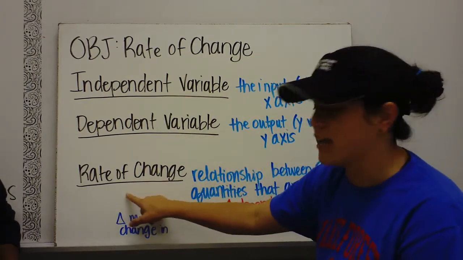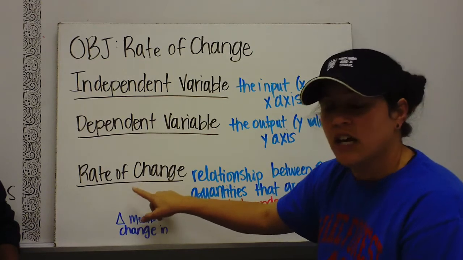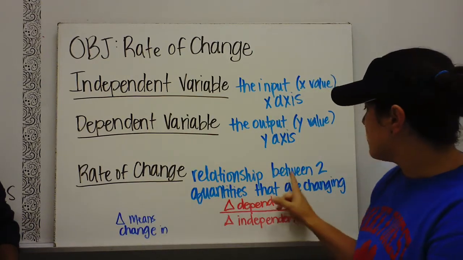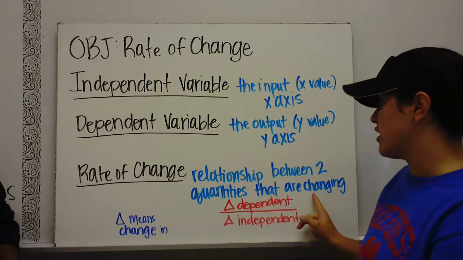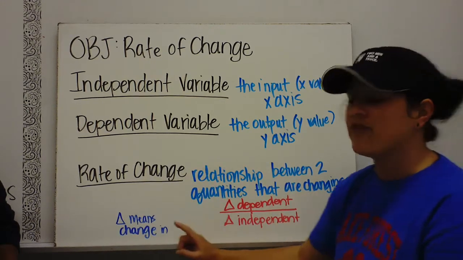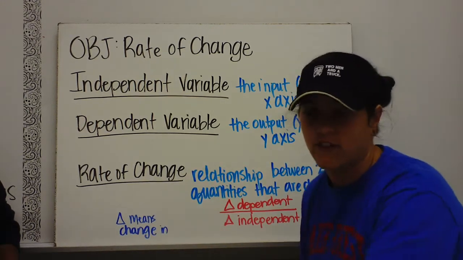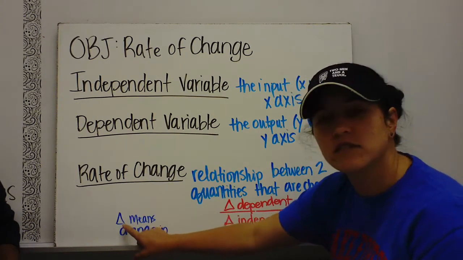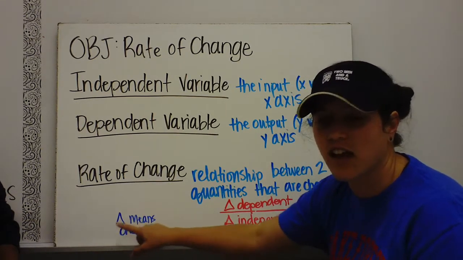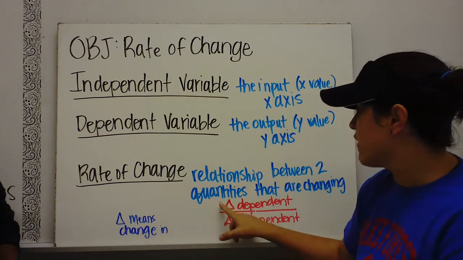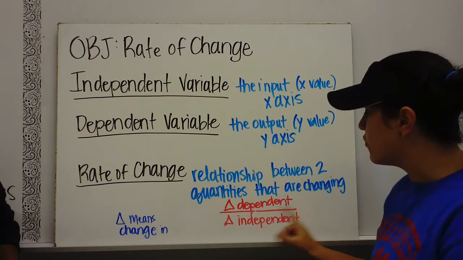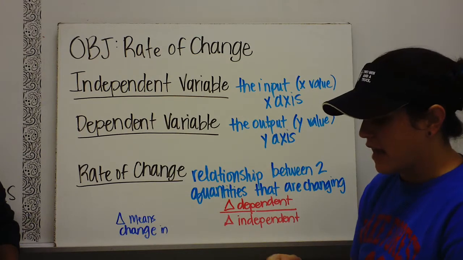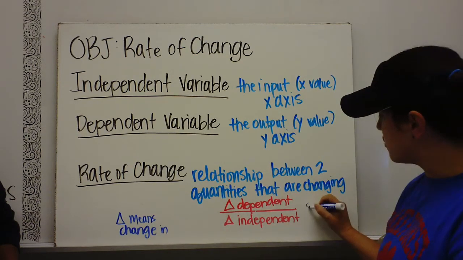And then rate of change, that's the whole purpose of today. The rate of change is a relationship between two quantities that are changing, hence change. The way we find the rate of change is we need to find the change in the dependent. This triangle is called a delta, and it means a change. So we're going to find the change in the dependent over the change in the independent. And the way you find a change is you're going to subtract.